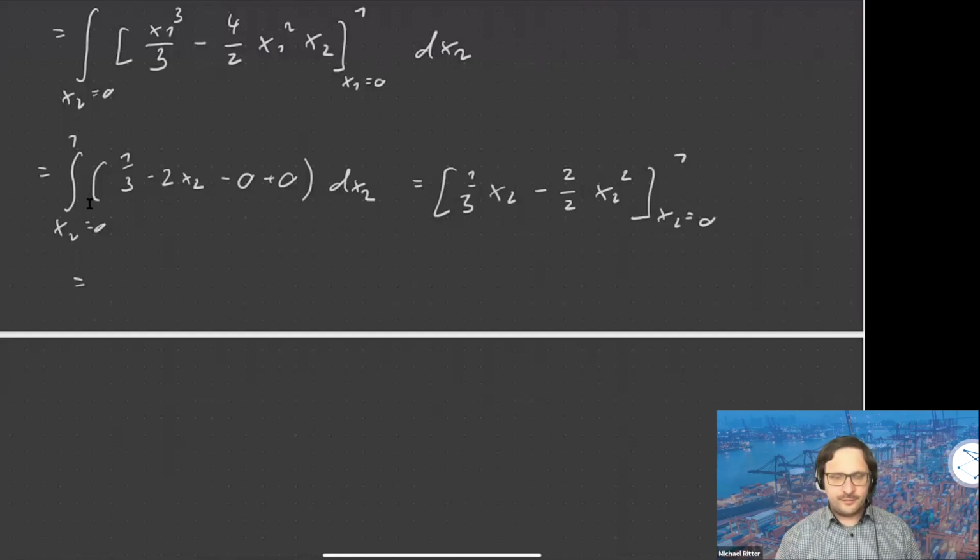So final result, upper bound minus lower bound. The upper bound is 1, so we get 1/3 minus 1, and the lower bound is 0, so it's minus 0 plus 0. And that means the final result that we get is minus 2 over 3. So that's the integral of f over the domain D.